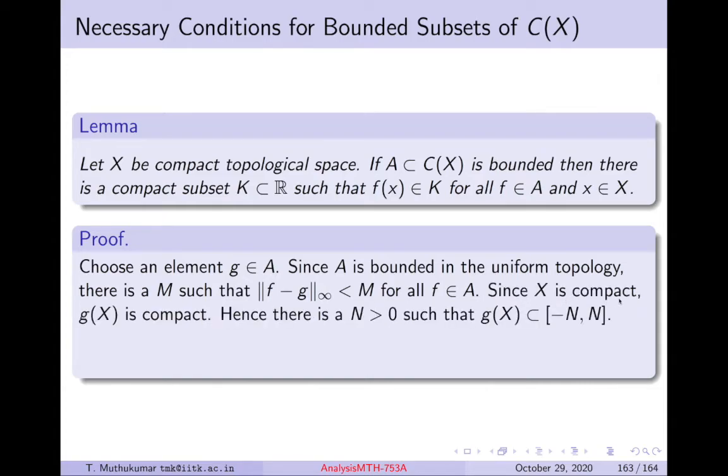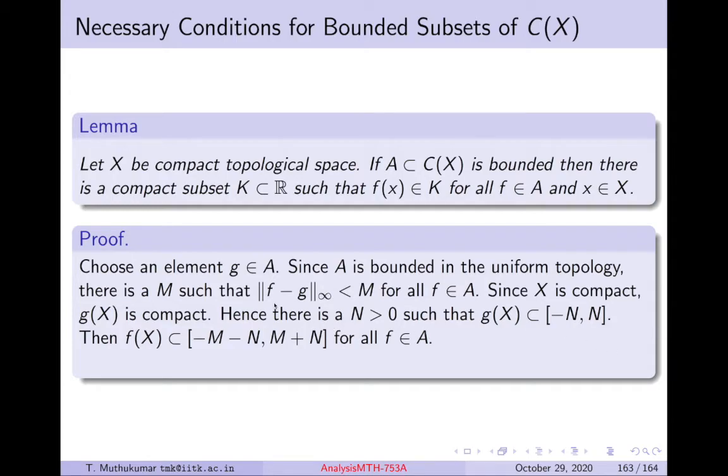Now since X is compact and G is a continuous function, G is also in A. So if X is compact, the continuous image of a compact set is compact, so G(X) is also compact, and G(X) is a compact subset of the real line R. So G(X) is compact, that means there is a capital N such that G(X) is contained in the interval minus N to N, right? That's what compactness means. So G(X) is contained in that.